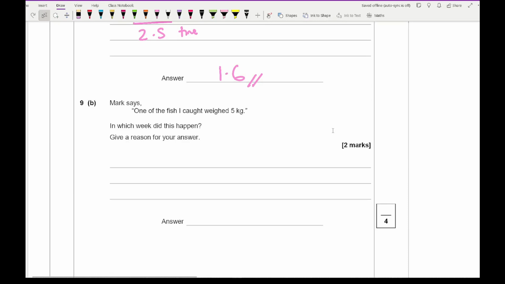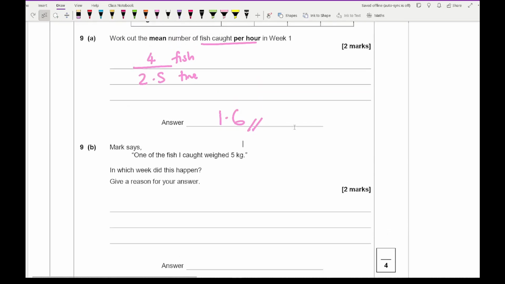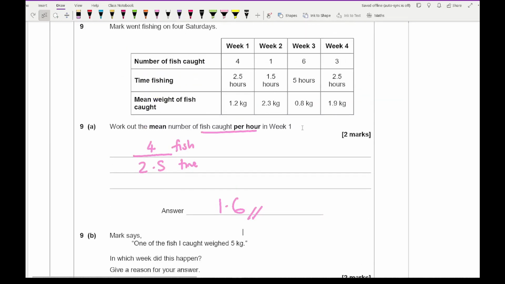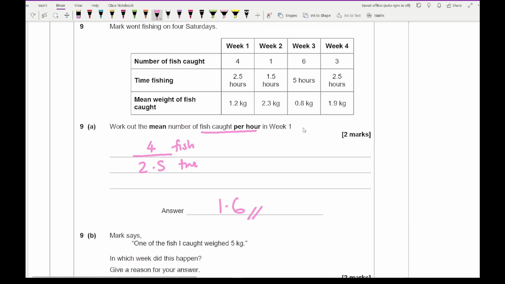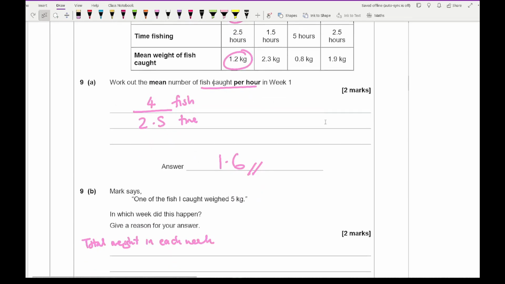Then for 9B, it says Mark says one of the fish caught weighed 5 kilograms. In what week did this happen? So for this, what we need to do is work out the total weight collected in each week. Now for this, all we need to do is basically just multiply the number of fish by the mean weight.